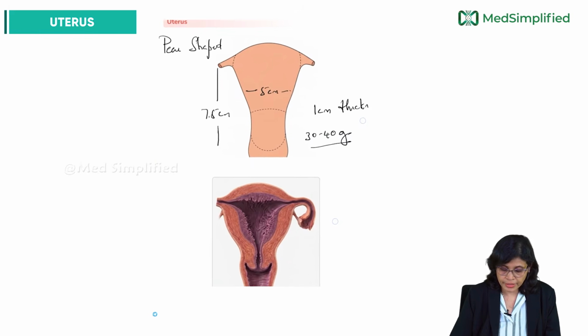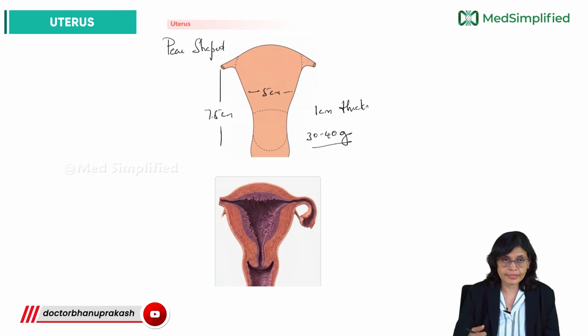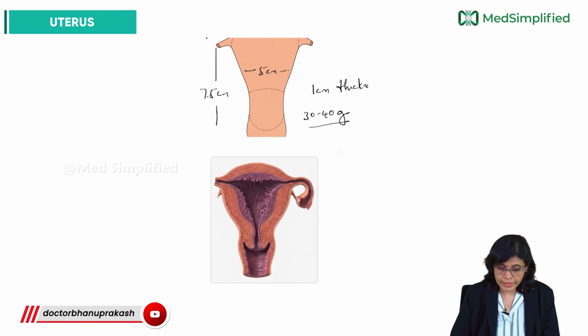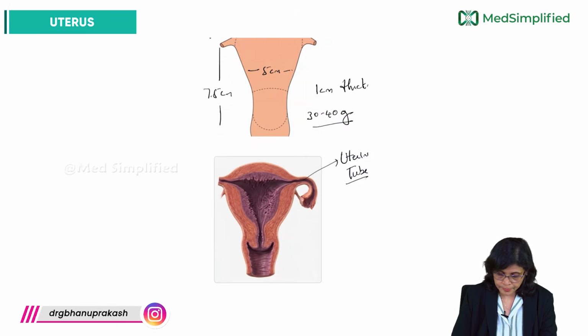This organ is situated within the pelvis, that is the lesser pelvis, between the urinary bladder in front and the rectum behind. Superiorly, on each side, it communicates with the fallopian tube, the uterine tube. And inferiorly, it communicates with the vagina.